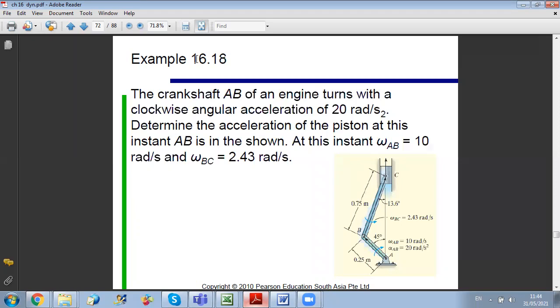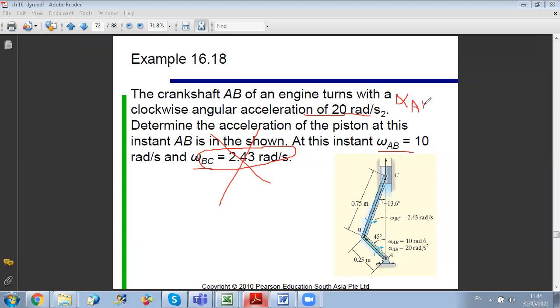First, here they gave us extra information. They didn't need to give us omega BC. So this given is not necessary, I will tell you why. If they just give you omega AB and alpha AB, you will be able to find omega BC and alpha BC.